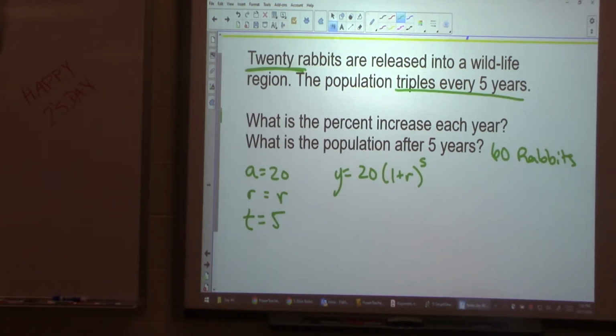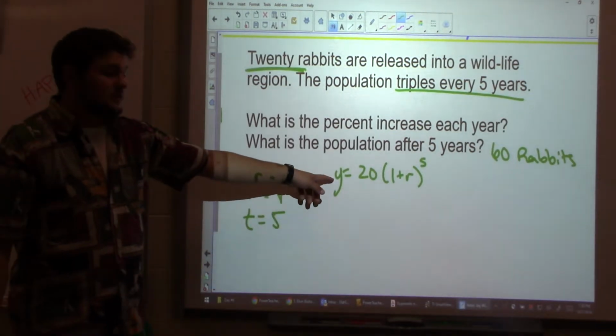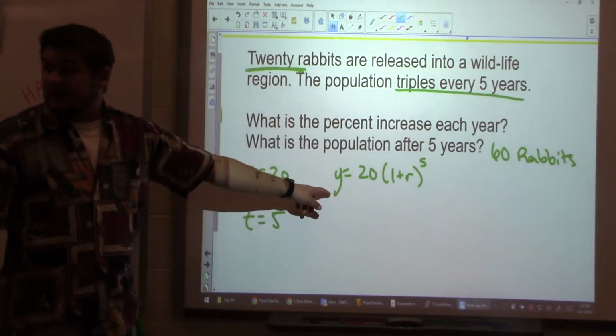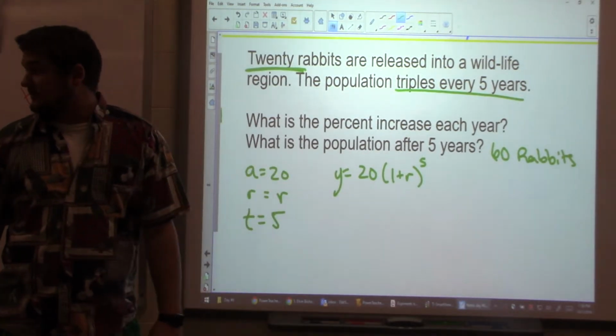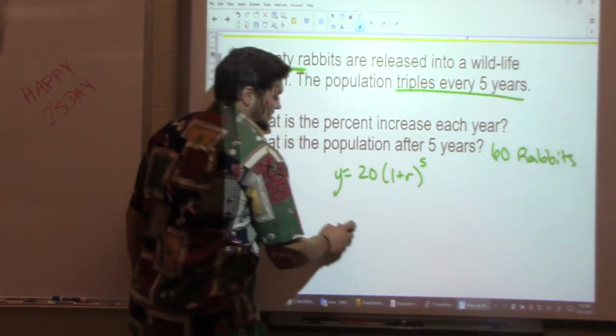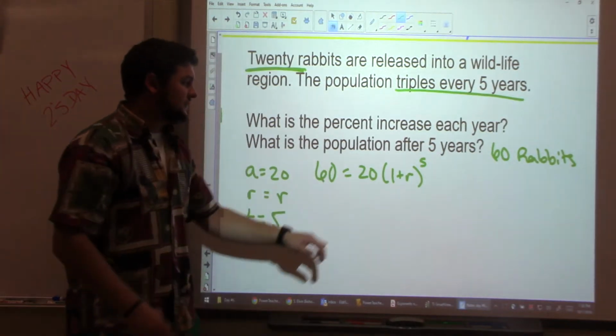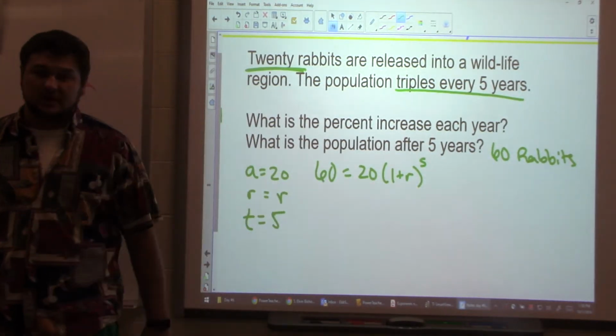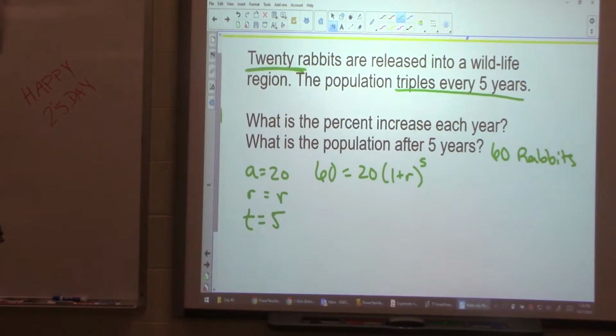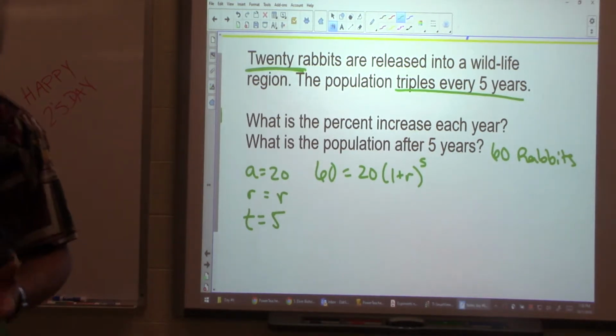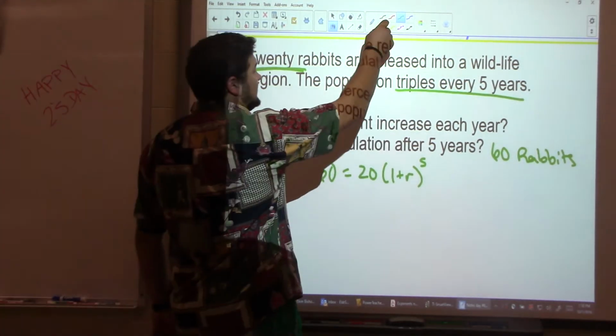No, you can't. Why can't I? I know I can solve this. I'm missing some valuable information we just found out. It triples every 5 years. So what should y be? 60. Right? If it triples in 5 years, it should equal 60. If we took 5 years to get to 60, it should be good. How are we going to solve for r? Right? Let's start by dividing by 20.